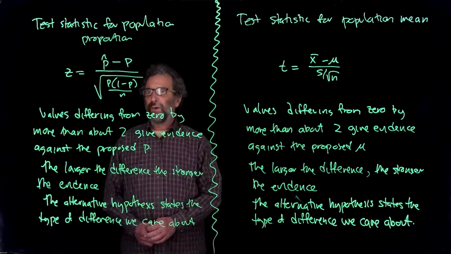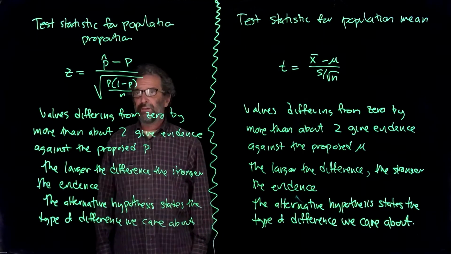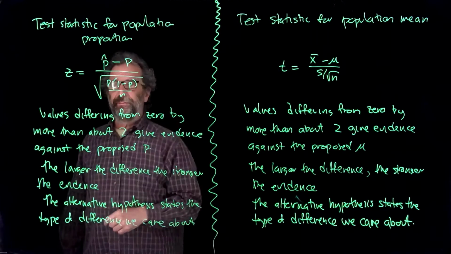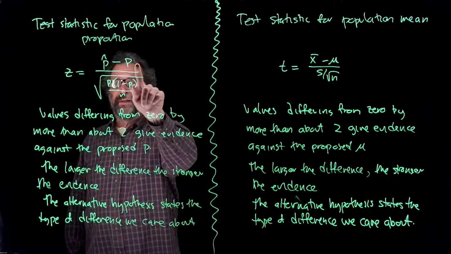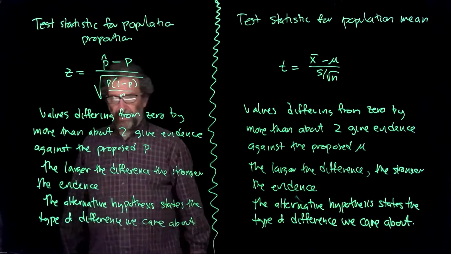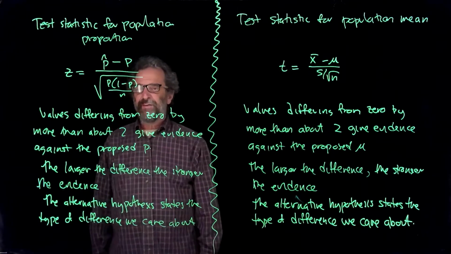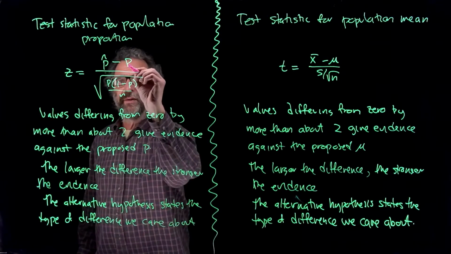So we're going to look at the test statistics that we use in these two cases. Here's the test statistic for testing the population proportion. It's a z calculation. It's p hat minus p, and that's the mean. And down here is the standard deviation. And quite frequently, since we're testing whether a value of p is reasonable or not, we'll write a little p0 here.